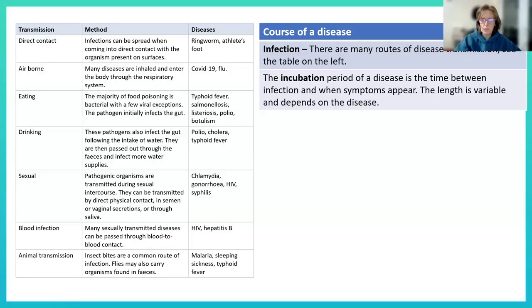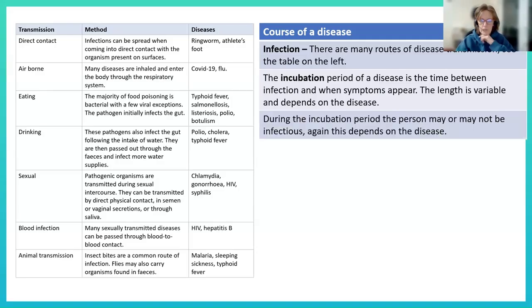So course of a disease, the first thing that happens is you have to get infection. Could be through any number of routes, any of those routes. And then there's an incubation period of the disease. Now, this is the time where you've been infected, but no symptoms have appeared. And the length is really variable depending on the disease. Some diseases, it can be like 3 weeks. I think COVID was three to 5 days.